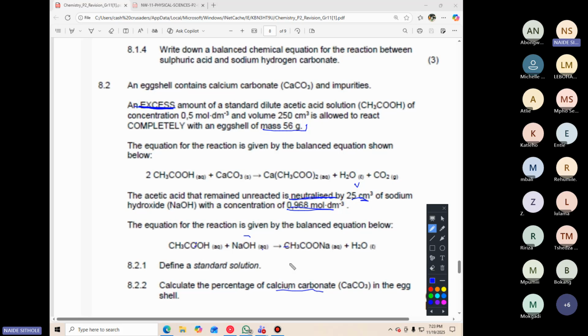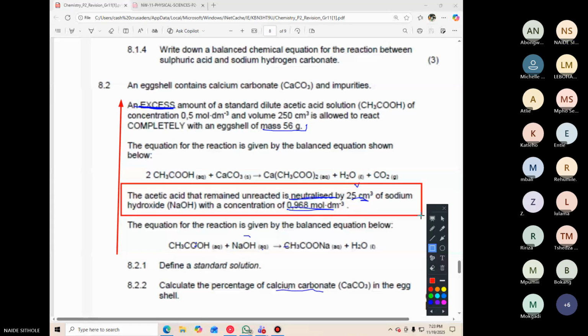Now, when you want to win against these questions, start from the bottom and go up. Right. So the statement that holds much importance right now is this one: the acetic acid that remained unreacted is neutralized by 25 centimeter cube. This is acetic acid. So this is an acid-base reaction. This is an acid and this is a base, right?